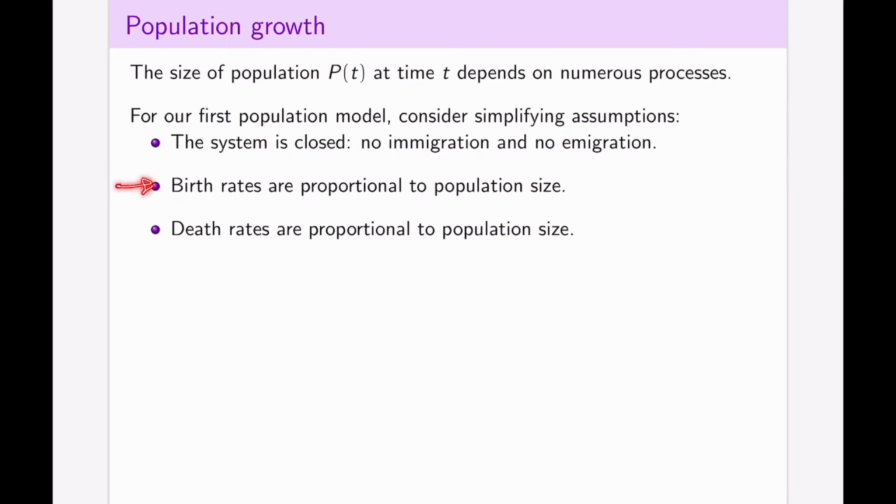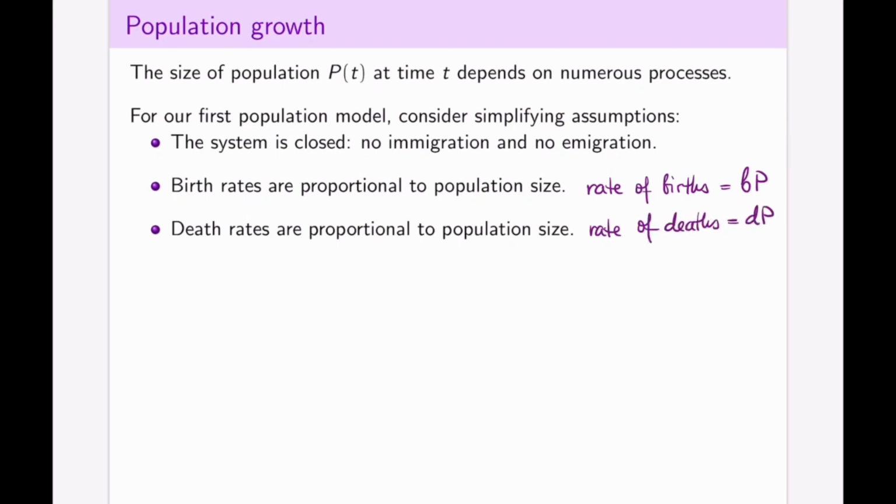We're also going to assume that birth rates are proportional to population size. So if my population is denoted by P, then I'm going to assume that the rate of births is equal to some constant B times the population size. So we're assuming some proportion of the population is giving birth to other humans or other species, I suppose. We're going to assume something very similar about death rates. We're also going to assume that they are proportional to the population size. Again, this is our very first model, so it does have simplifying assumptions.